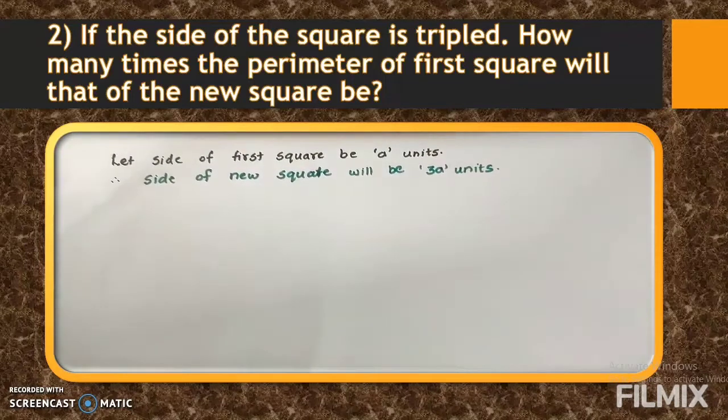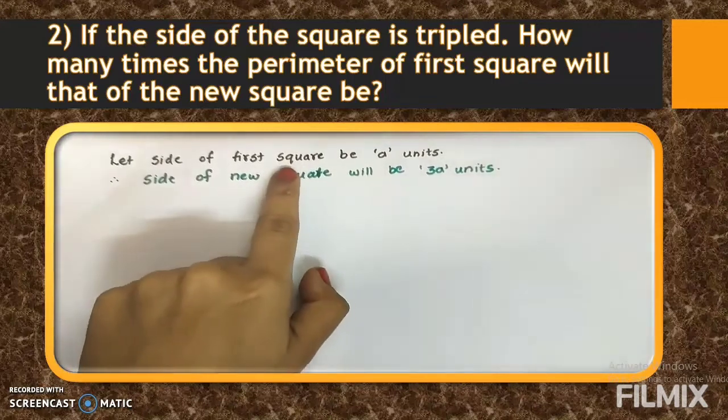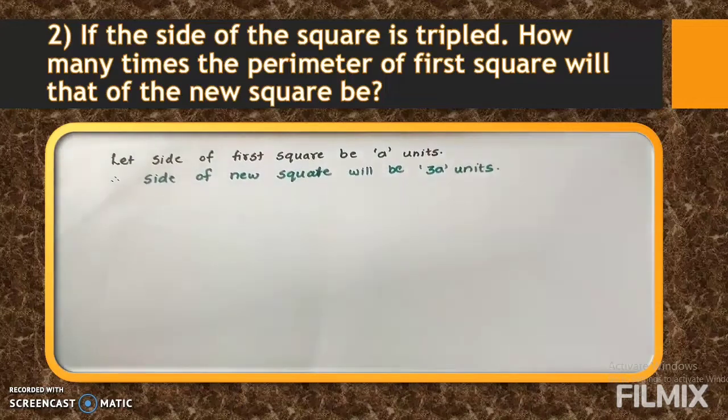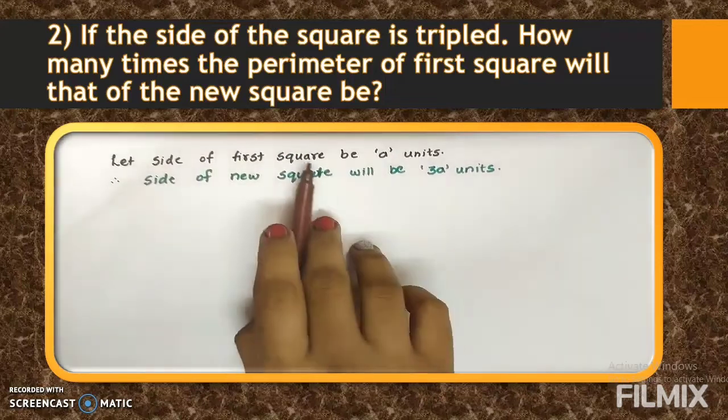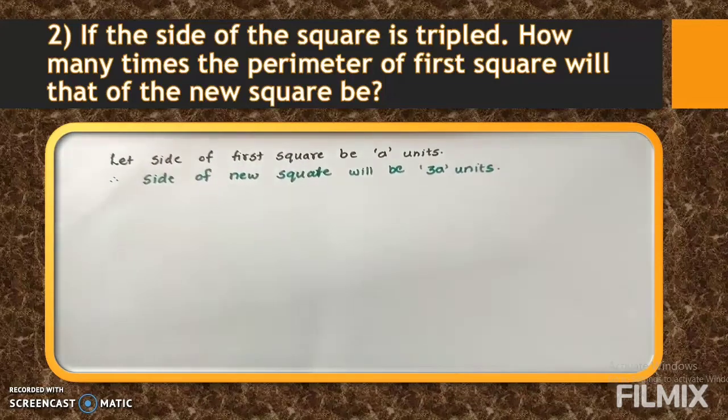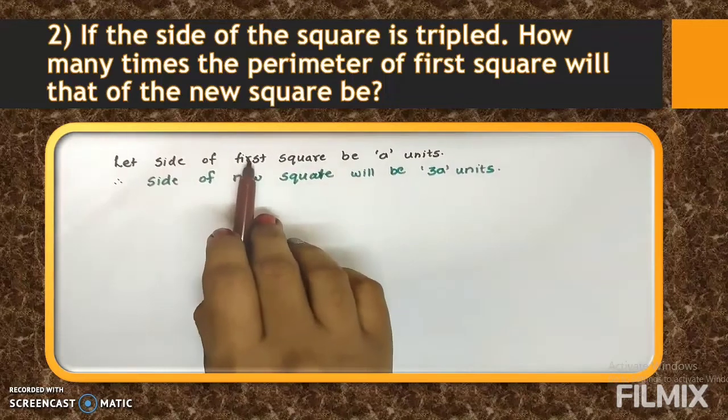Now in this question again they are asking to compare the perimeter. Perimeter means now we will use the formula for perimeter of square. In the first one they were talking about rectangle, so we used the formula for perimeter of rectangle. Here they have given square, so we will use the formula for perimeter of square. So now what will we find out first?